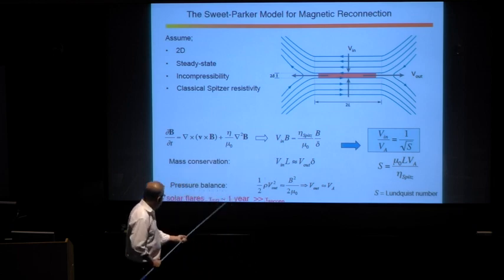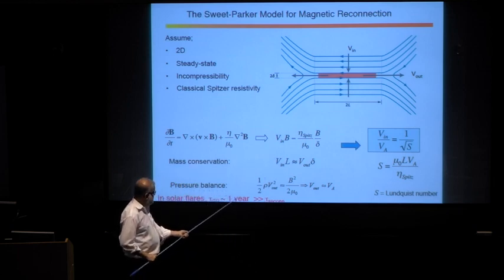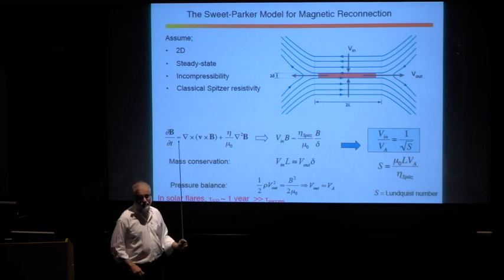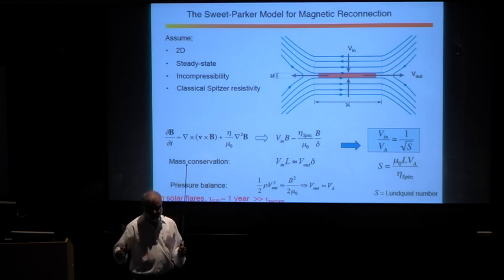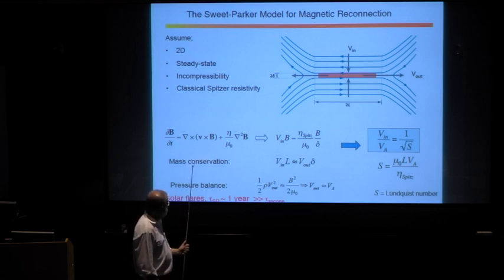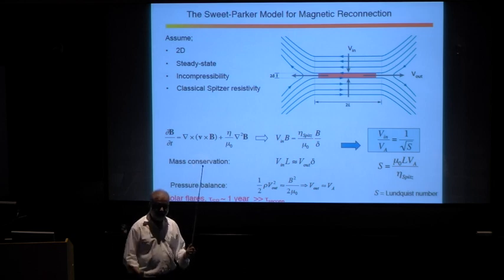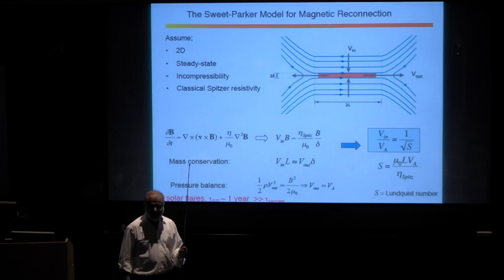However, if you plug the numbers in, you will find that this is like a year time scale for solar flares. Parker and Sweet knew that even though this is a correct theory, it could not account for the speed of energy liberation in the case of flares, which are much more rapid. Are you guys with me? Right? So diffusion does not work.